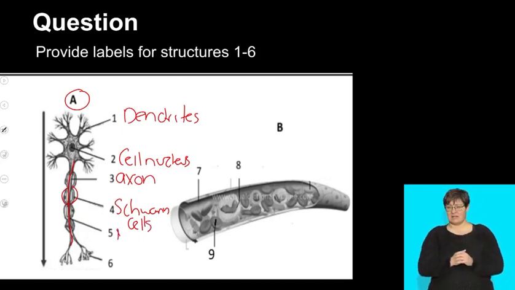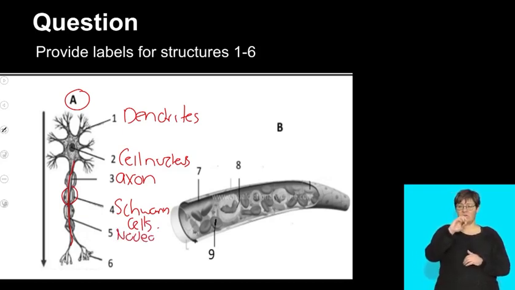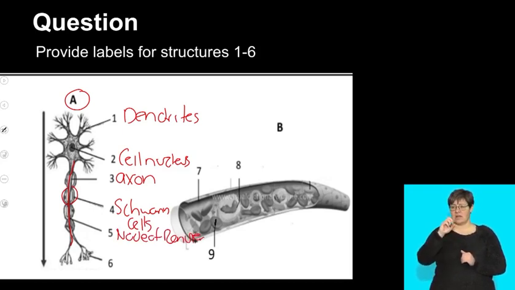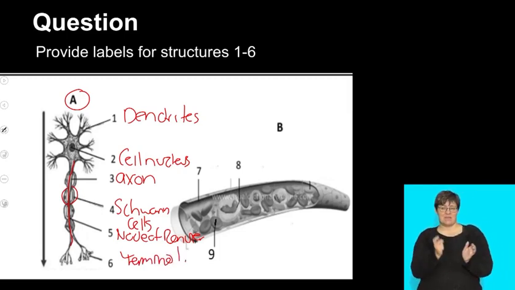5 is your node of Ranvier. I'm going to go over here. And 6 is your terminal end plates. How's that? Nice, easy marks, because that's what they have told me.